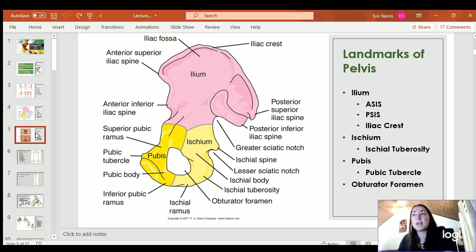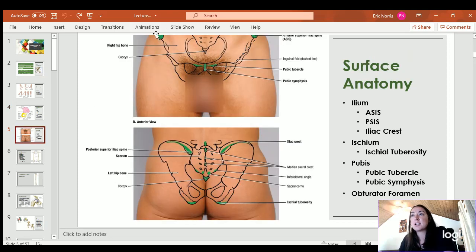So on the body, that bone looks like this. The ASIS is the green in the front. PSIS is where it connects in the back, connects to the sacrum. The iliac crest is the arch that you can feel on top of your hip. The ischial tuberosity is that butt bone you feel. On the bottom, the pubic tubercle and pubic symphysis are right here. Symphysis is where the two bones connect. And again, the obturator foramen.